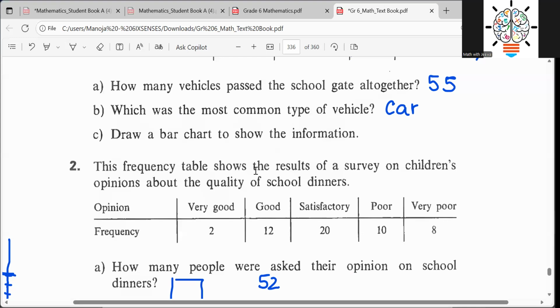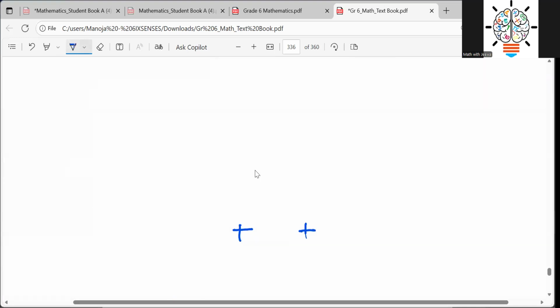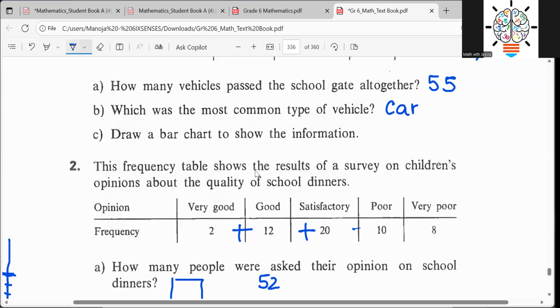Now, altogether, how many students were there in the hostel or in the school for the school dinner? How are we going to do it, children? You want to add everything like this, right? 2 plus 12 plus 20 plus 10 plus 8. It gives me 52. Then how many people were asked their opinion on school dinner? So 52 students were there.